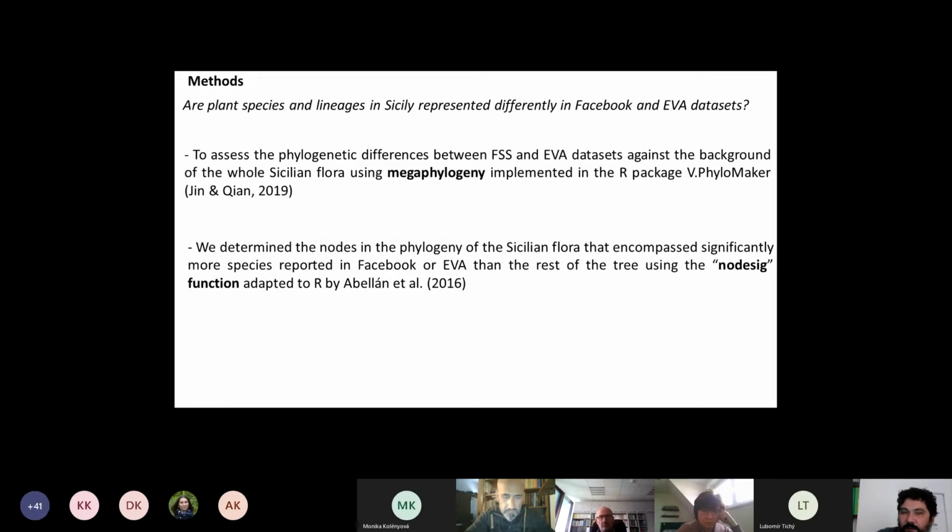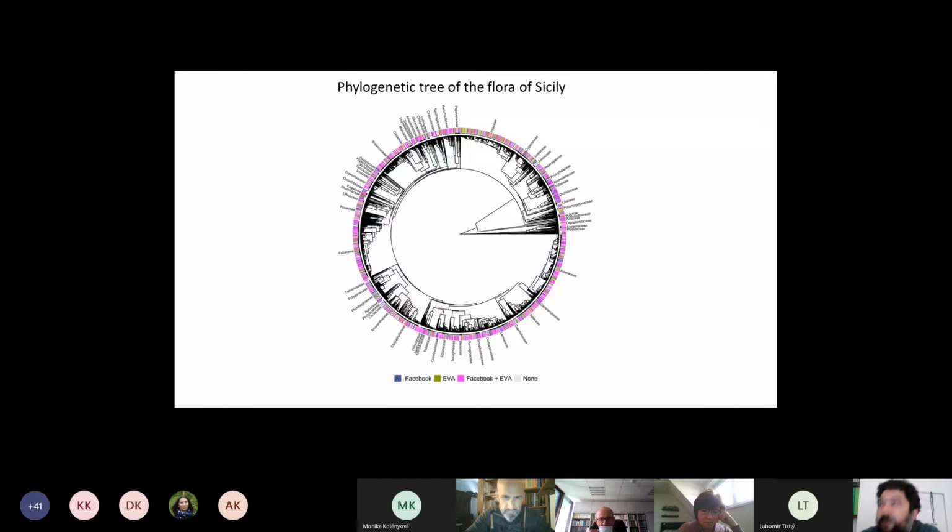And we compared the species. This is the phylogenetic tree of the flora of Sicily, and as you see here, the blue ones are the species intercepted by Facebook, the green ones are intercepted by EVA, the purplish ones are intercepted by both Facebook and EVA, and in gray are species intercepted by neither. So this analysis indicated the lack of a clear phylogenetic signal for species in this data set.